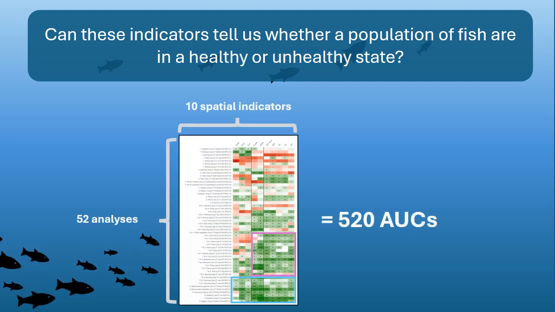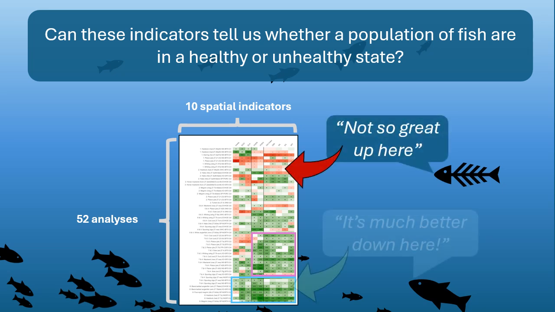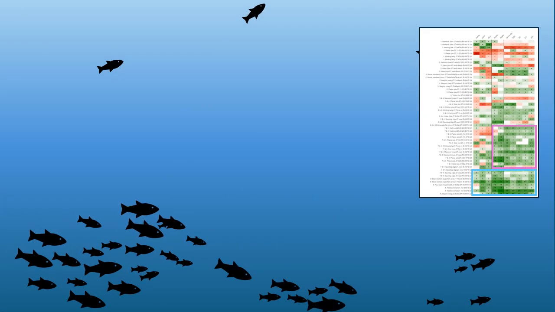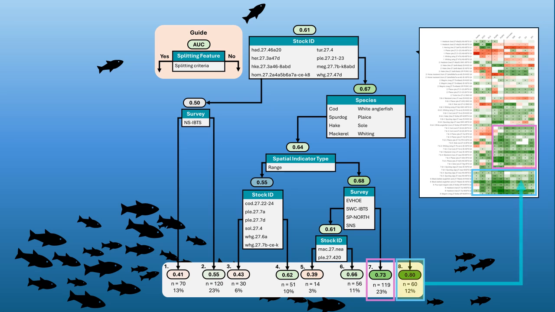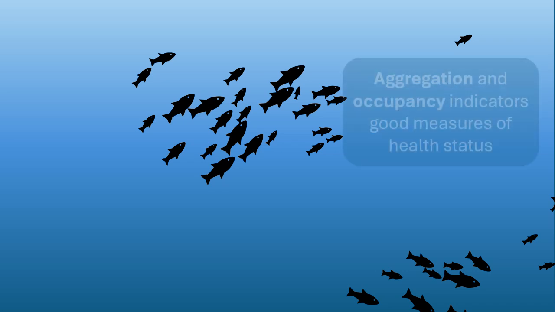We use this method to test 10 spatial indicators using 52 time series of data. The AUCs varied, but they appeared to be quite high in many cases, as indicated by the green sections in the heat map. To understand what influenced this variation, a regression tree was fitted. There was one group where all spatial indicators performed well, and another larger group where only the aggregation and occupancy indicators performed well.